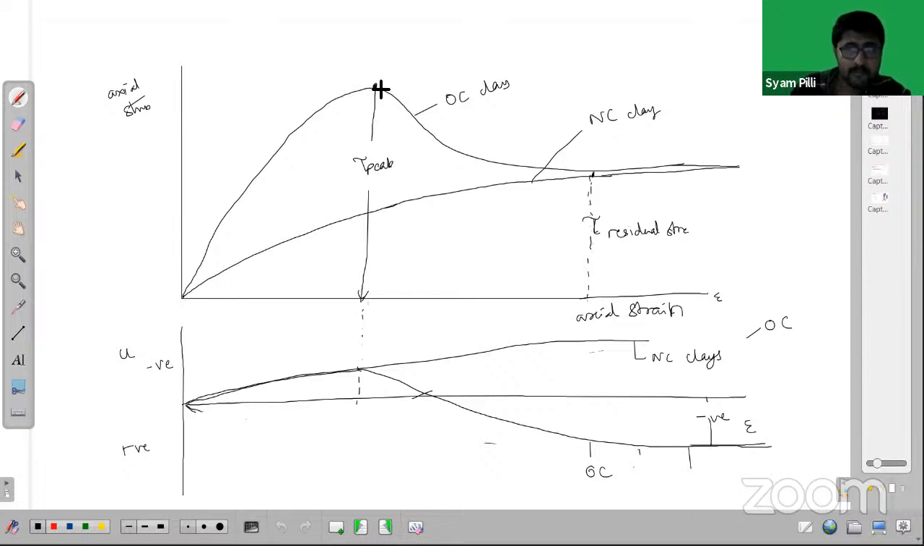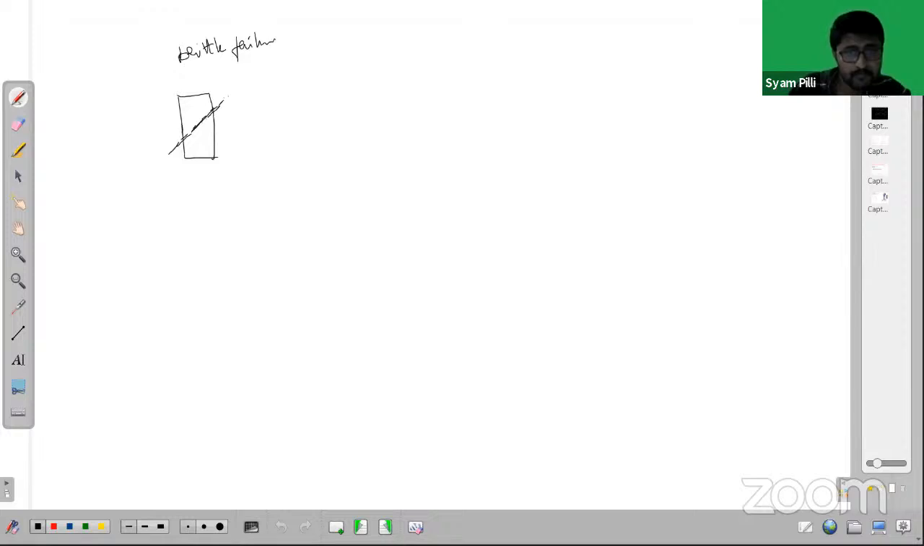So this is kind of brittle failure, suddenly increasing and then dropping down, right? But in case of NC clays, the failure will be something like this. It will not fail, because this is normally consolidated. This will get bulged in the center direction. When the load is applied, what happens? Volume will be shifting in this direction. It will bulge from the center. It will not fail, it will bulge.